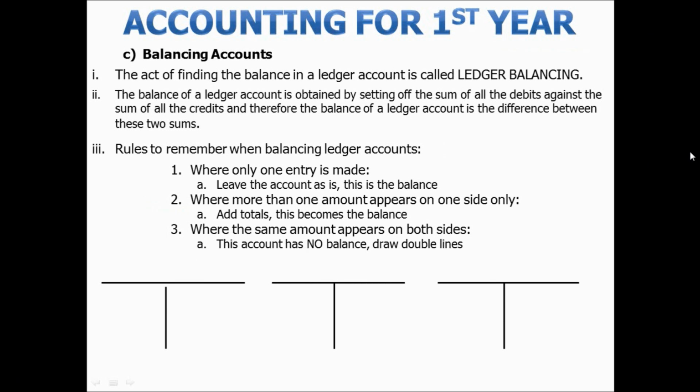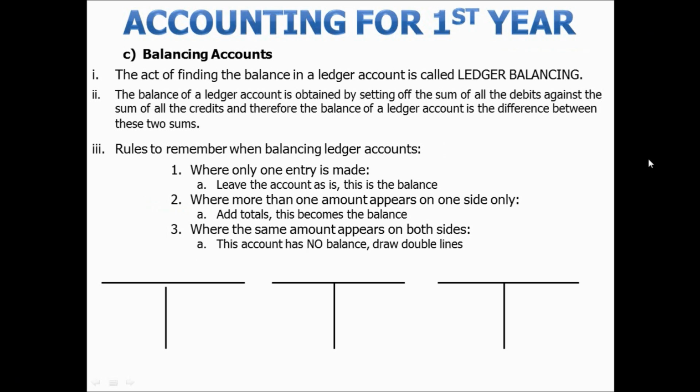The act of finding the balance in a ledger account is called ledger balancing. And this is obtained by setting off the sum of the debits against the sum of all the credits, and therefore the balance of a ledger account is the difference between these two sums. There are a few rules to remember when balancing ledger accounts. Firstly, where only one entry is made, leave the account as is.